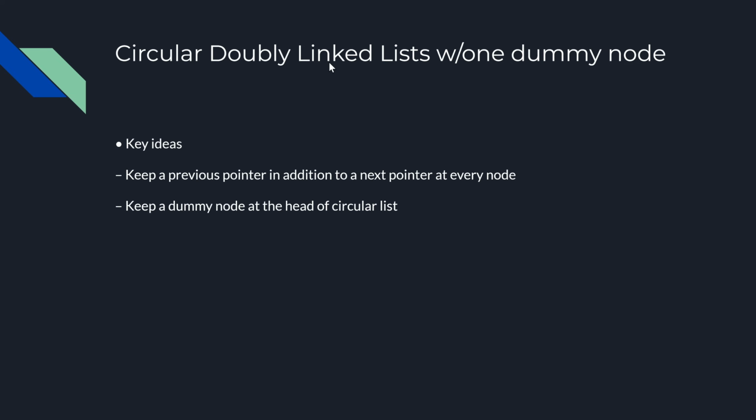Circular doubly linked list with one dummy node. Key idea: keep a previous pointer in addition to a next pointer at every node. Keep a dummy node at the head of the circular list.